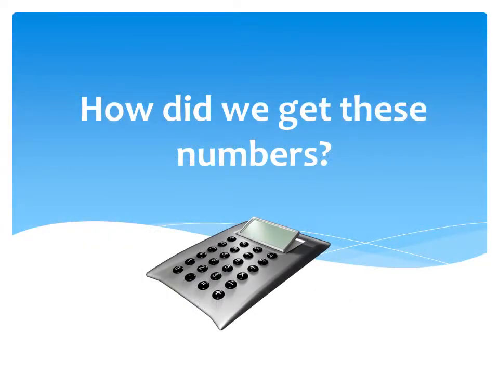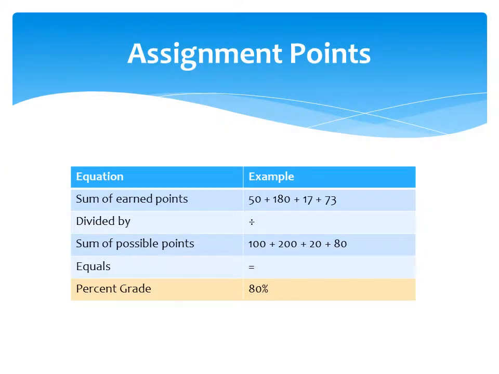Let's break it down and see how we got each of those numbers. Also, it's a good idea to keep in mind that there are pros and cons to each of these methods. Assignment points is the easiest and most straightforward of the calculation methods. A point is a point, whether the student earns those points on a test or an extra credit assignment.